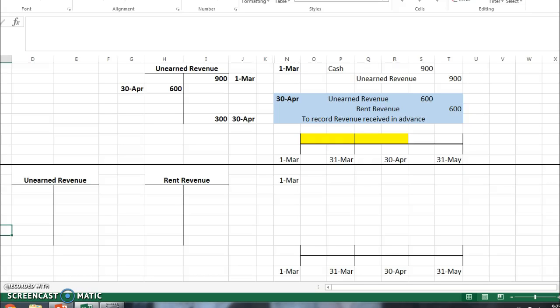Okay, welcome back to unearned revenue. We're continuing with the same problem we left off with on Screencast 4.1. So the problem we just solved up here is the solution. I adjusted it a little bit.